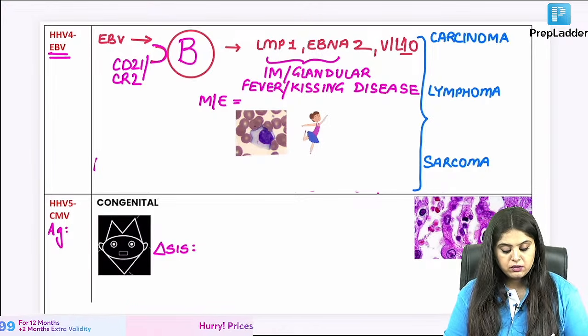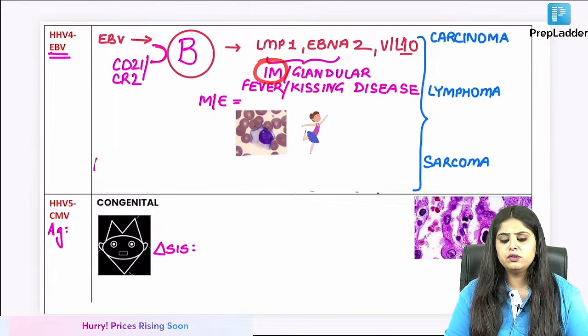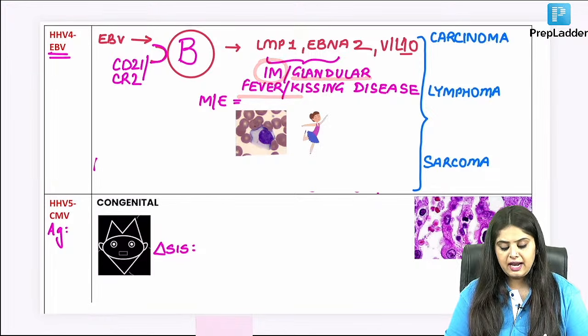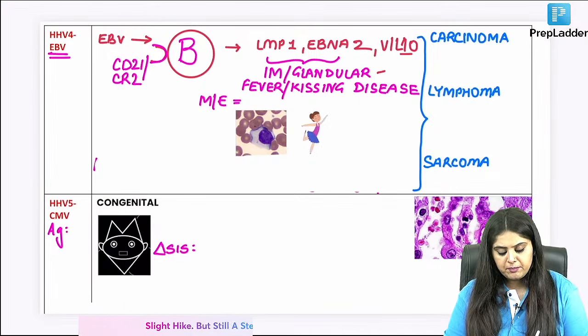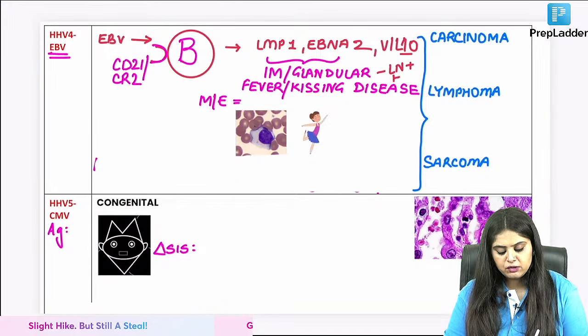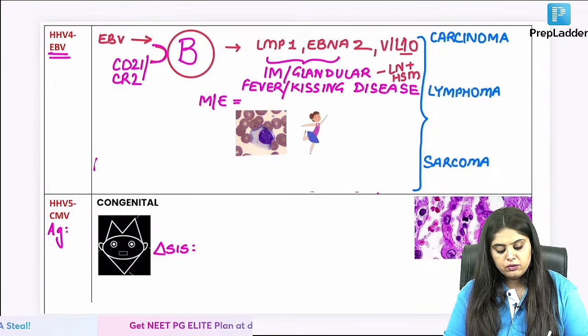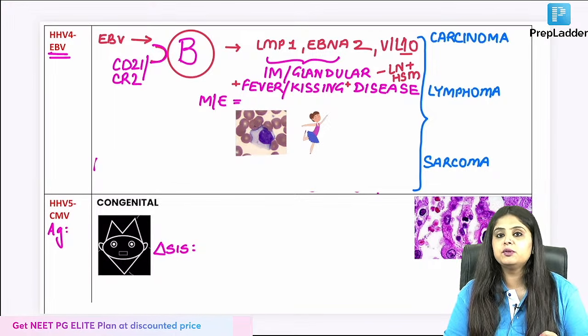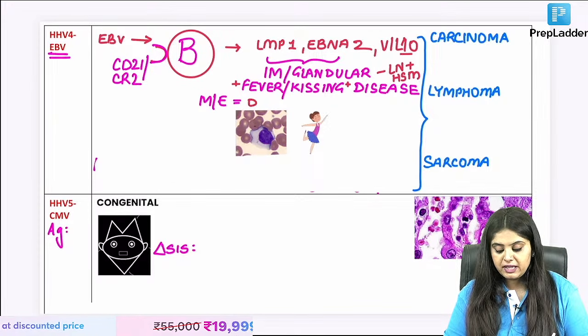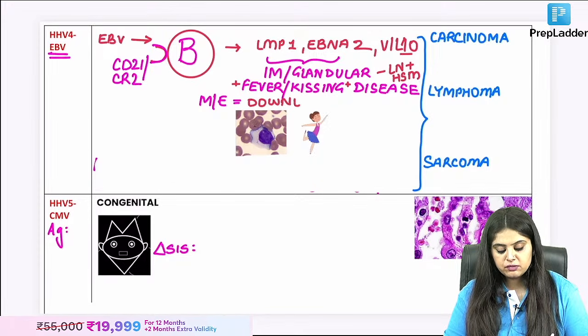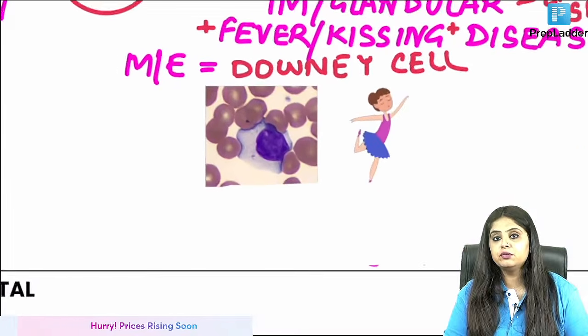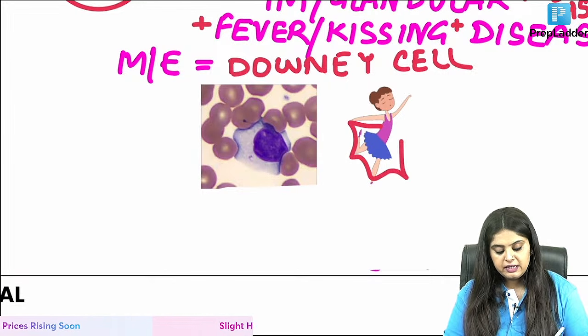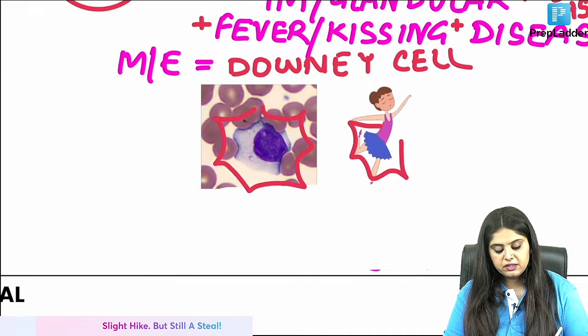Okay. Now what does it cause? Ma'am, you told us infectious mononucleosis. It causes glandular fever. Glands will be enlarged. Like for example, lymph nodes will be enlarged. Hepatosplenomegaly will be there. Then you told us fever, kissing disease because it spreads by contact. What is this microscopically that you will see in infectious mononucleosis? Downey cells. I'm not writing because it's pretty obvious that you get to see the ballet skirt appearance. This is the ballerina skirt appearance of Downey cells.